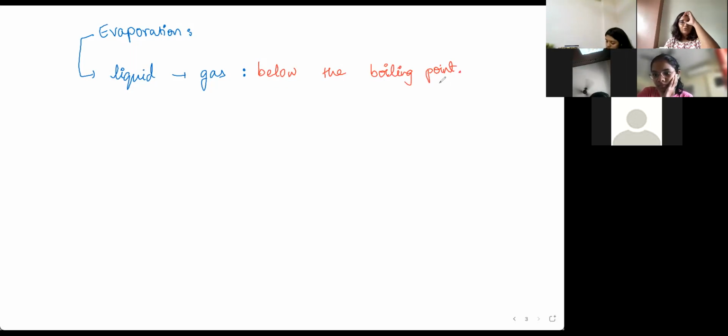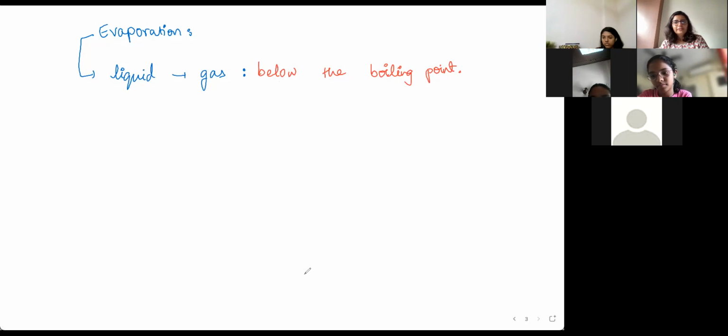Evaporation is something that all of you have seen in your life since you were born, right? Like how do clothes get dry after washing? How do water spills dry up? That happens because of evaporation. Miss, evaporation is turning of liquid into gas below the boiling point. And boiling is when the same thing happens at 100 degrees Celsius, at boiling point. There's a formal definition for boiling.